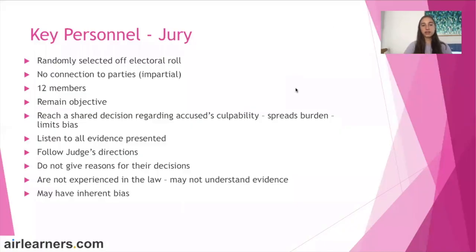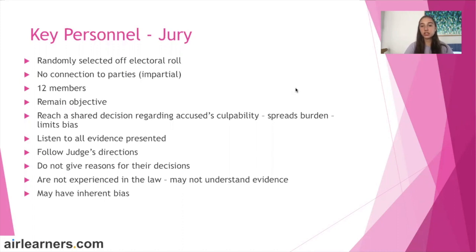Now we move on to the key personnel. So starting off with the jury is 12 members of the community randomly selected off the electoral roll. The jury must have no connection to the parties and remain objective to ensure that they're not presenting any favoritism to either party. The jury reach a shared decision regarding the accused's culpability, so they determine the verdict for criminal cases.